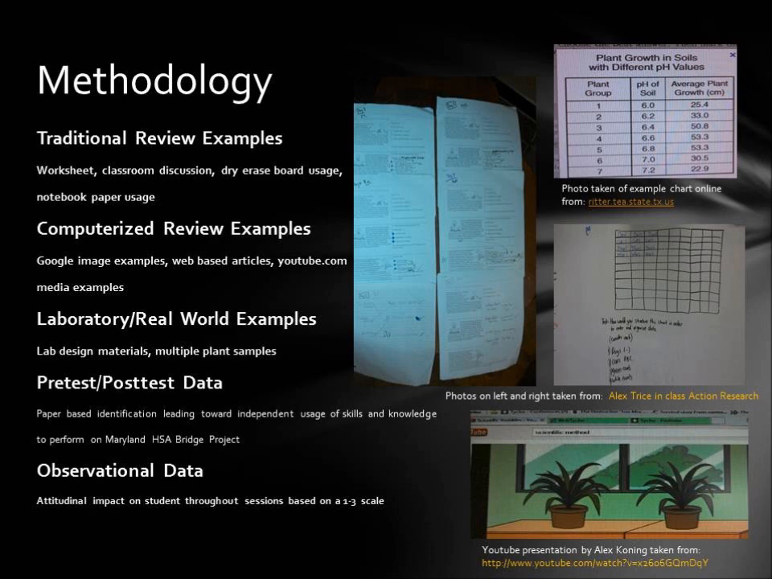Traditional methods included utilizing worksheets, classroom discussions, dry erase board usage, notebook, paper and pen usage, highlighter usage, etc. Technology integrated methods included the usage of Google image searches, online literature research, and YouTube media examples. Due to the project being laboratory-based, I included lab sessions and hands-on work in a separate category of being a blend of methods due to working with electronic grow light technologies and laboratory techniques and resources.